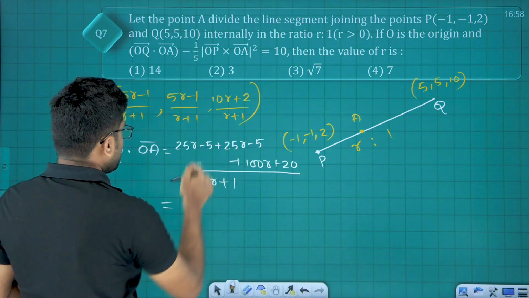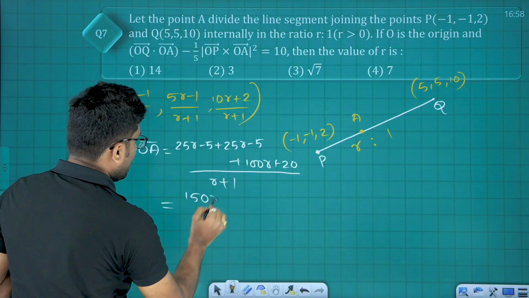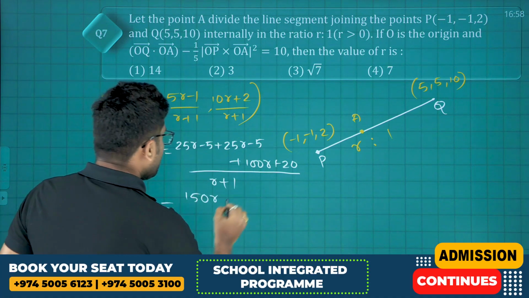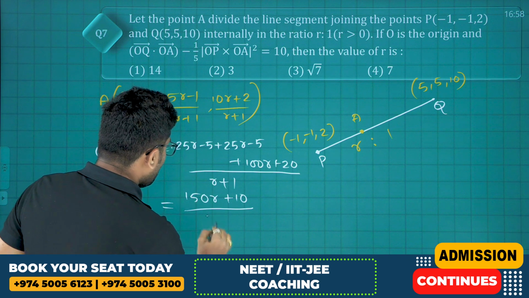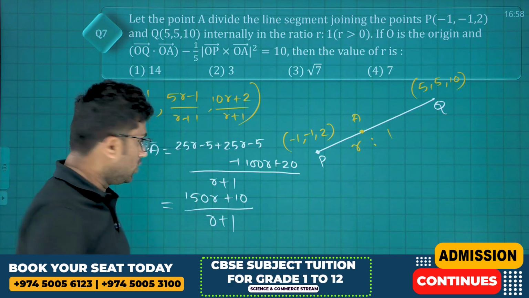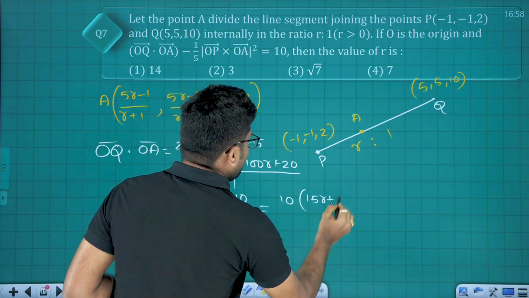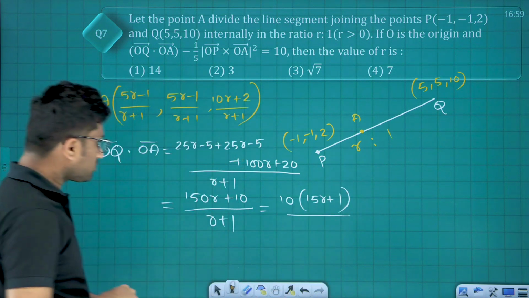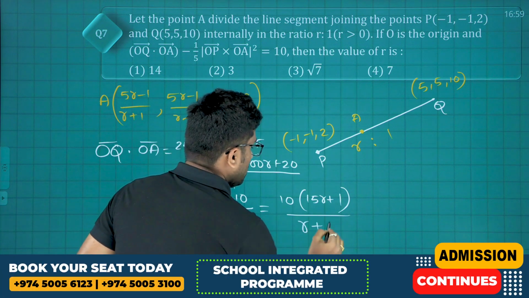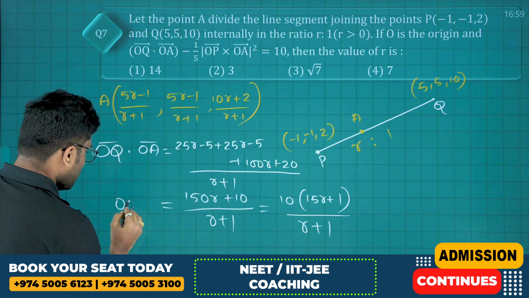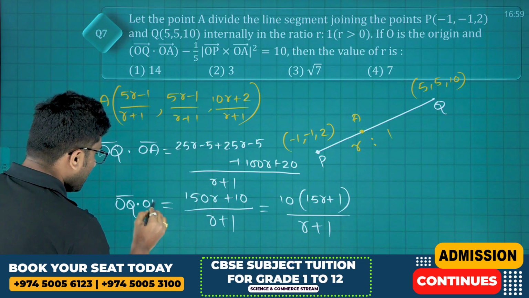100 plus 25 plus 25, that is 150r, minus 5 minus 5 minus 10, minus 10 plus 20 will be plus 10, whole divided by r plus 1. So we can take 10 common. 10 times (15r plus 1) divided by r plus 1, and this is what our OQ dot OA is. So this is OQ bar dot OA bar.